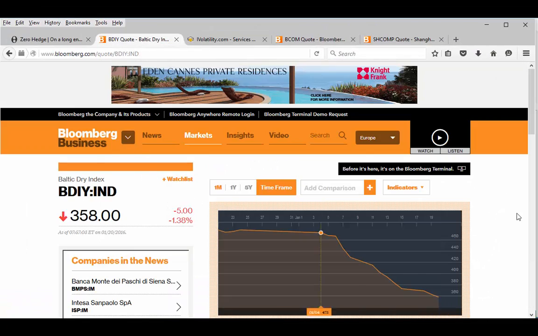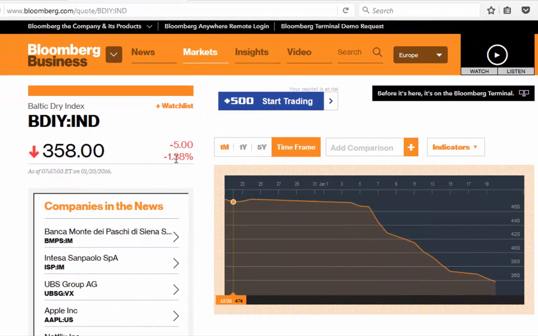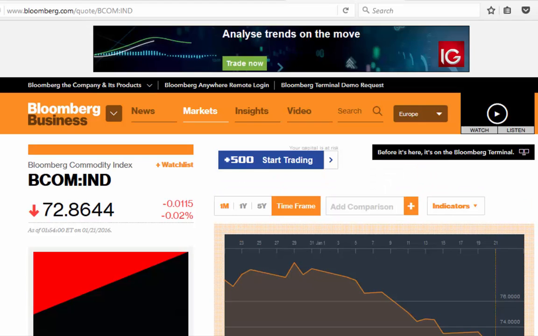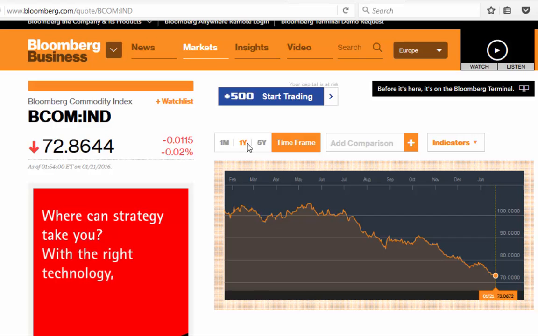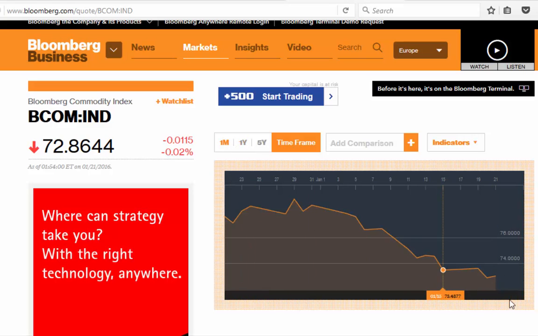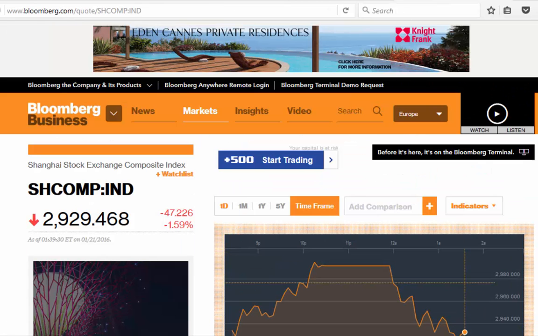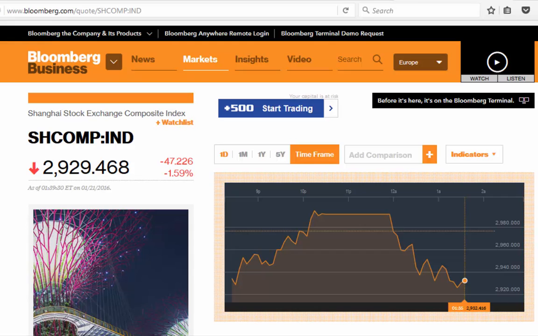Speaking of which, quick roundup of what's still happening globally. The Baltic Dry Index continues to move lower, down 5, minus 1.38. Again, year-to-date chart, you can see this continuing to move lower. The commodities index also continuing to move lower, but up slightly. Bit of a bounce there if you look at the 1 month chart, just coming off the lows of this week. And the Shanghai down 1.5% on the overnight market as well, 2929. So again, still weakness out in China, which of course is reflected in the Dow overnight markets.